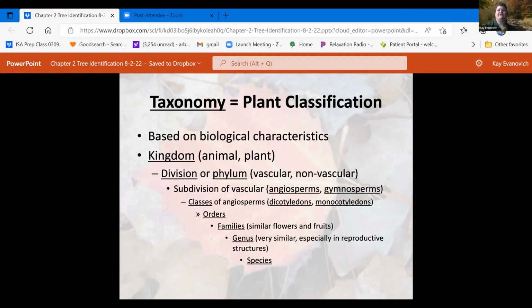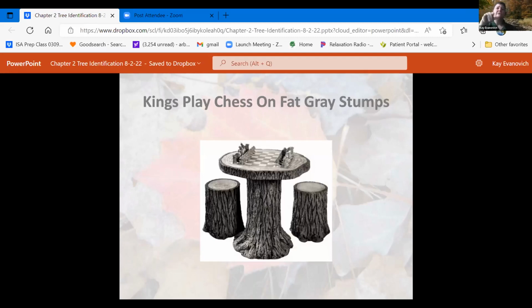Well, you say, okay, that's a lot to remember. Yeah, it is, but there's an easy way to remember it, right? If you think how this flows, it's going to be kings play chess on fat gray stumps. So kings, kingdom; play, phylum; chess, class; on would be the order; F would be the family; G would be the genus; and S, of course, is species. So that keeps it in your head as to how they line up. Kings play chess on fat gray stumps. I like that one. All right.